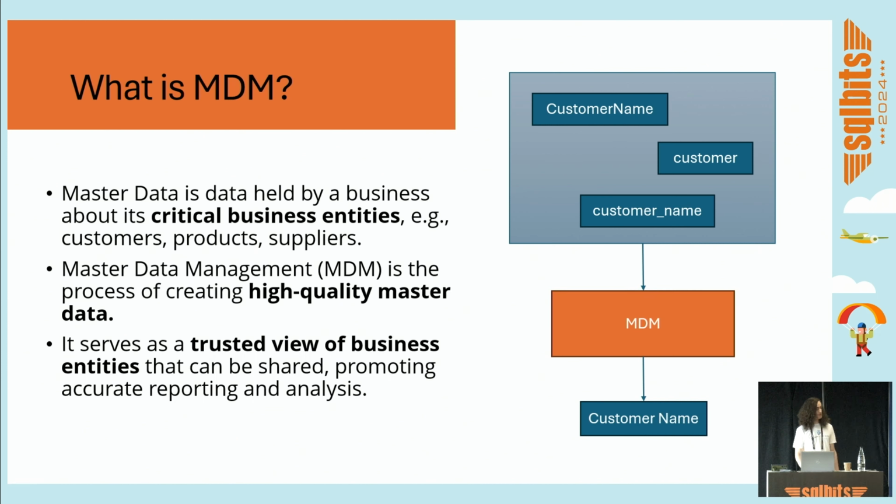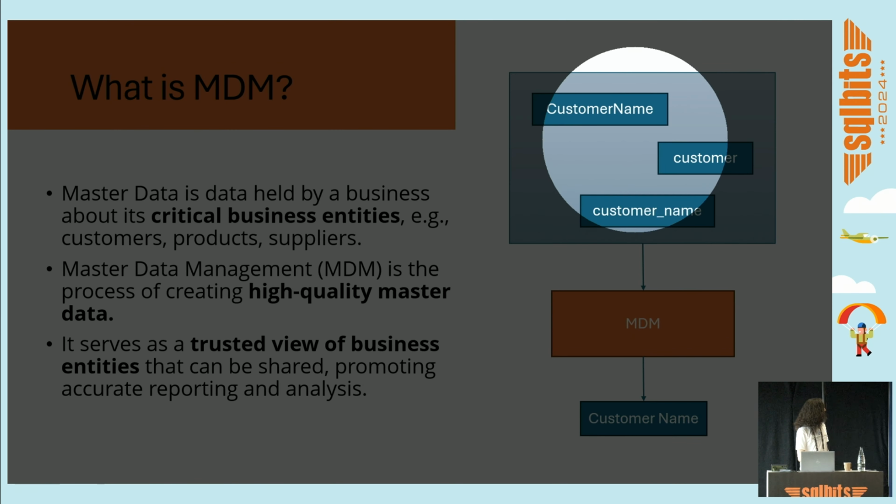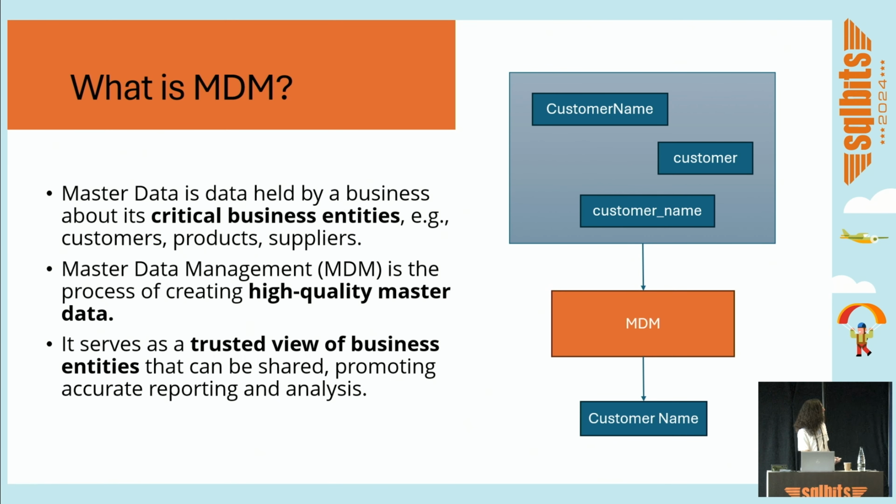I've got a diagram on the right showing us, we've got a few different customer names there, a few different definitions of what a customer is. We're going to shove those through the MDM process, and out the other side, hopefully, we'll get a nice, simple, single version of that customer. And it looks nicely spelled as well. So this customer that's come out the bottom, that'll serve as our trusted view of the business entity that we'll use for reporting or analysis or whatever.